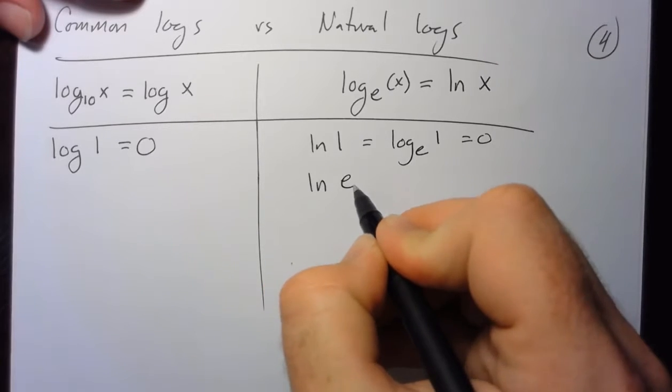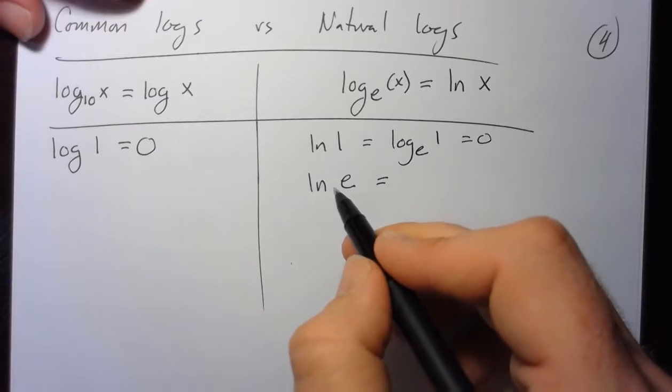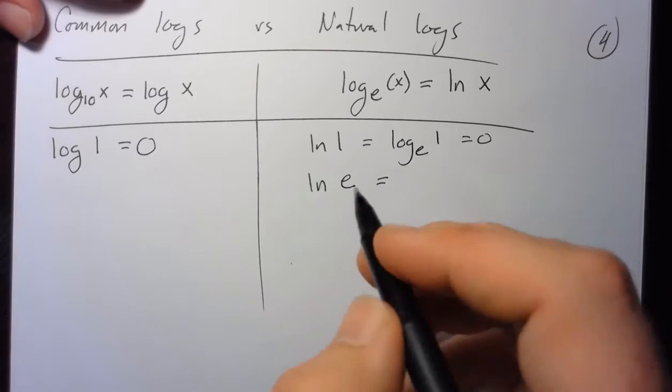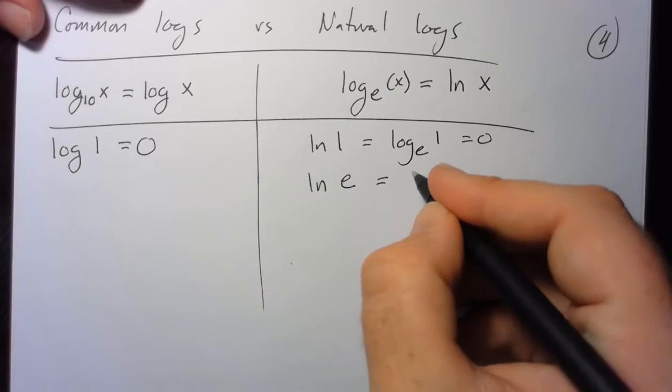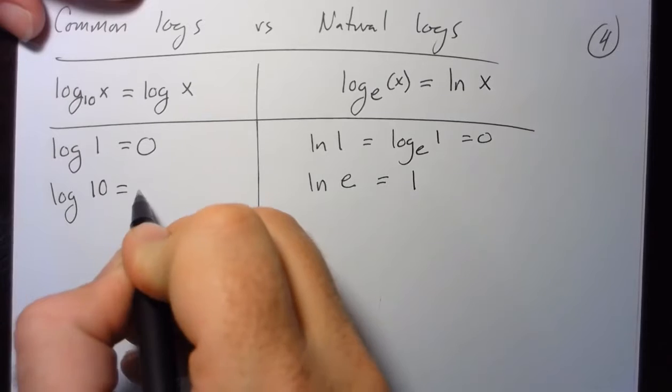Natural log of e, for instance, is log base e of e. What power of e, if I don't have a base here and it's ln, what power of e gives me e? That's going to be 1. Over here I could do log base 10 of 10 equals 1.